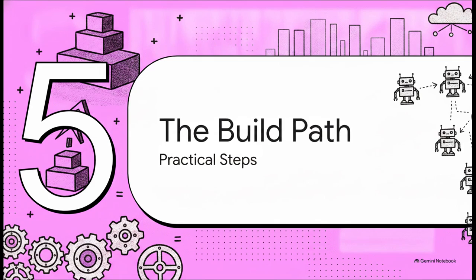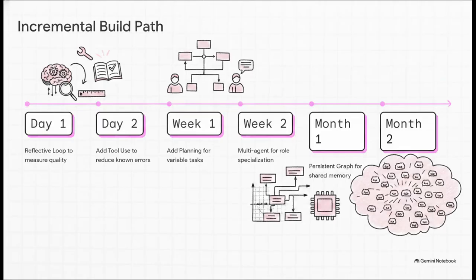And finally, Section 5, the practical build path. Okay, look, all this high-level cinematic theory is fantastic, but how are we actually supposed to start writing the code for this on Monday morning? Well, this timeline totally grounds the theory in reality. It gives you a staged, step-by-step build path. You do not start with a giant swarm. You just don't. You start on day 1 with a single, measured, reflective loop to check quality.